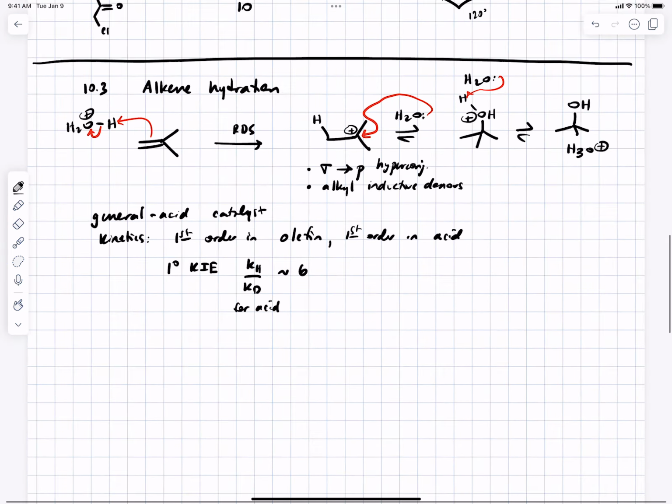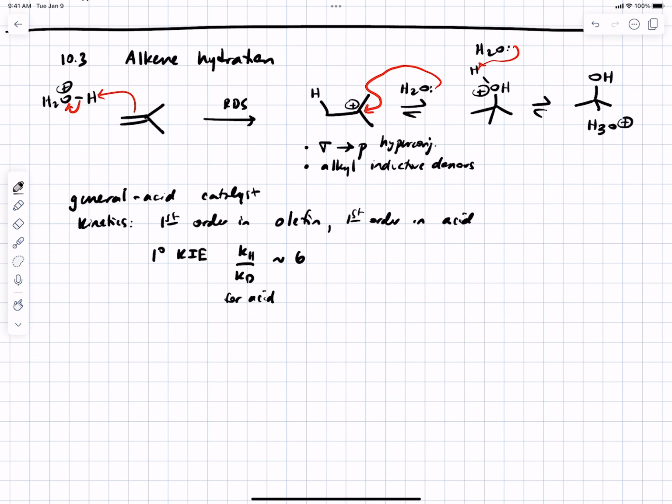We've talked about Markovnikov regioselectivity, meaning that the non-hydrogen thing that adds ends up on the more substituted carbon. That's all related to this carbocationic intermediate.